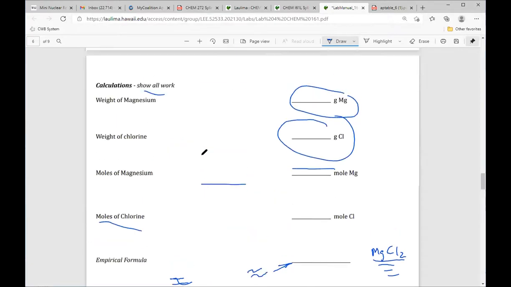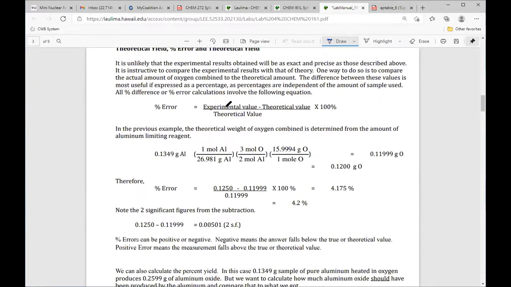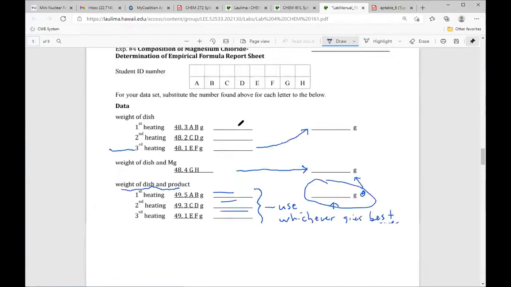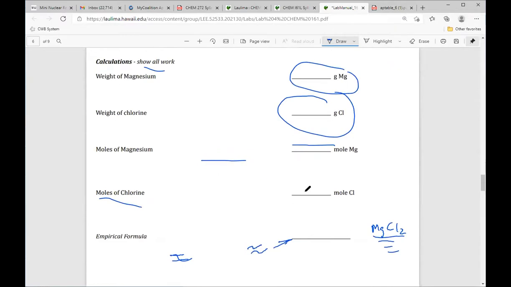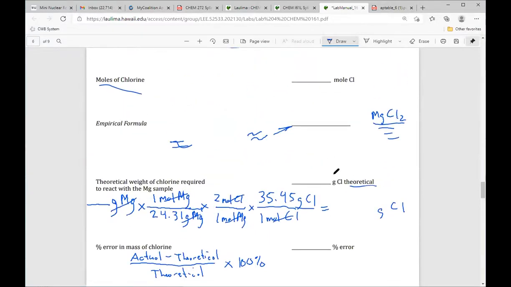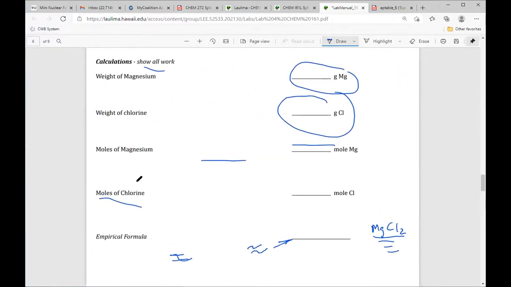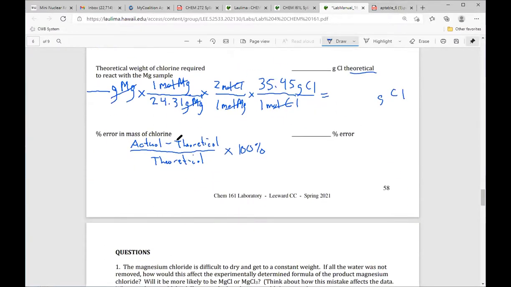Let me check, let me make sure I got that formula correct. Yeah, experimental, theoretical, yeah, all right, good. So your actual mass of chlorine would be right here, right? That's your actual mass of chlorine. Theoretical is what we just calculated right there, right? So we started this with our mass of magnesium. And then we divide by our theoretical and times 100%. And it might be negative, or it could be positive. It's okay to be negative or positive.